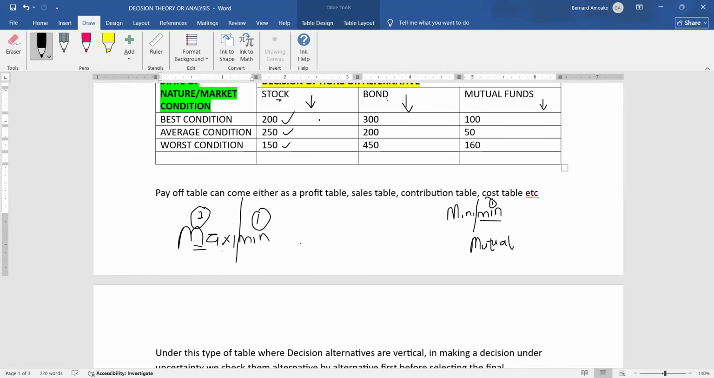So, out of the decision options, select the minimum values. After you have selected the minimum values, you select the highest of the minimum values. So what is the minimum of this? 150. What's the minimum of this? 200. What is the minimum of this? 50. After selecting the minimum values, it is requested that we select the maximum. 150, 200, 50. Which one is the maximum? This one is the maximum. Hence, we are going to attribute it to Bond. So under the maximum again, bond happens to be the investment you are advising them to take.